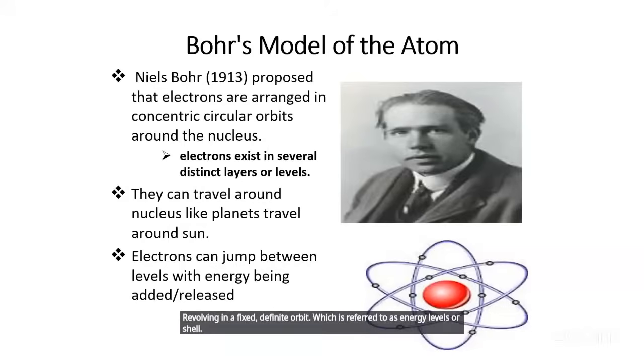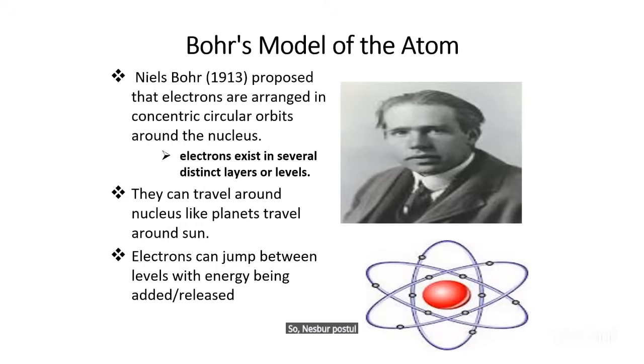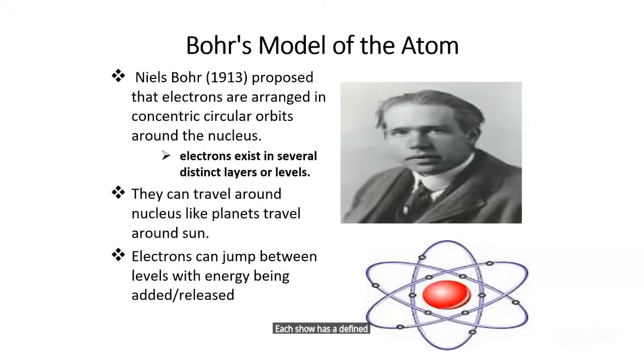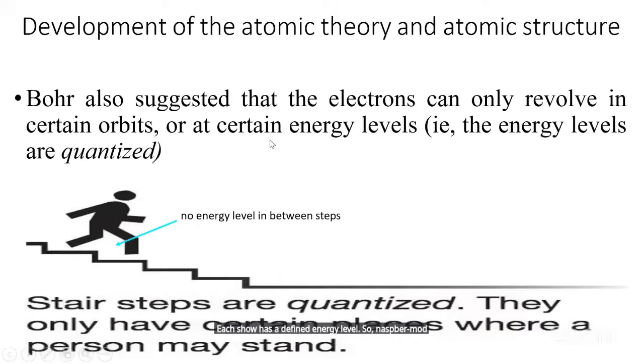So Niels Bohr postulated that electrons revolve around in orbits, and in that way, they do not radiate energy because they revolve in a fixed path. And this justifies what we now refer to as energy level. Each shell has a defined energy level. So Niels Bohr modified Rutherford what?